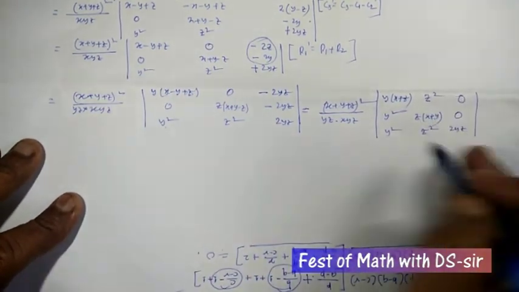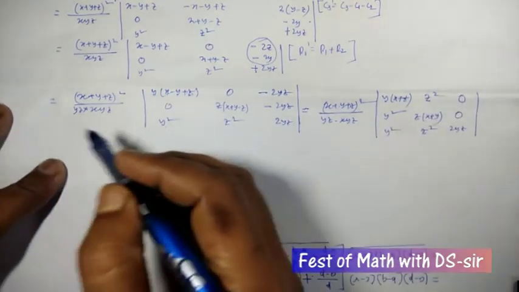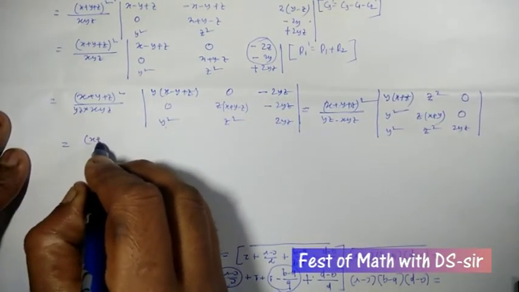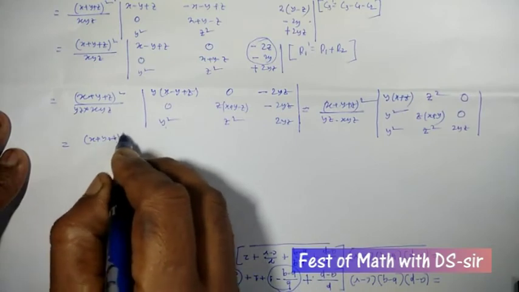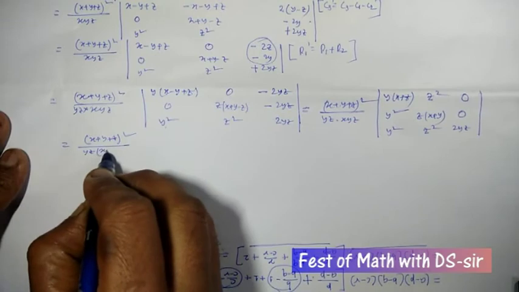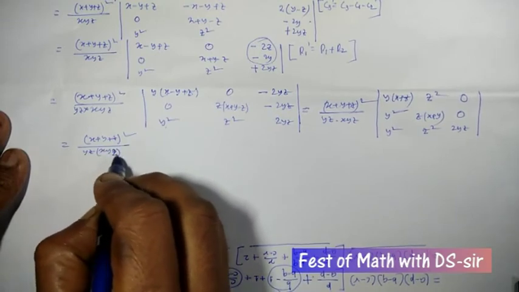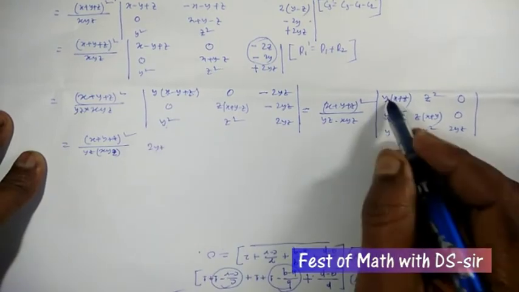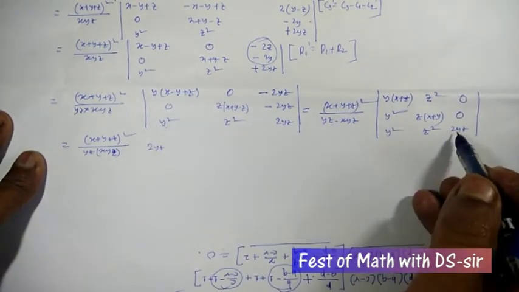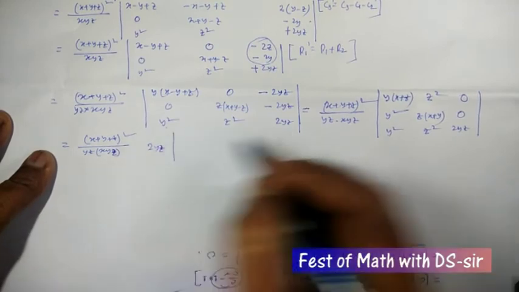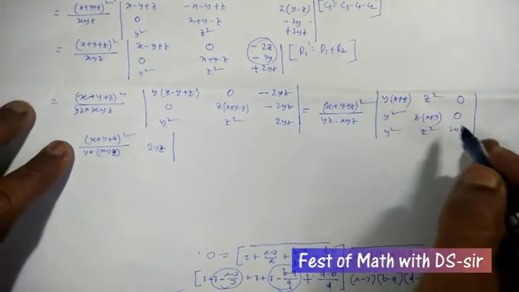Now I can expand the determinant with respect to this column. So that is x plus y plus z whole square by yz into xyz into 2yz. The signs are plus minus plus, minus plus, so this is a plus element. So 2yz into its cofactor. What is its cofactor?